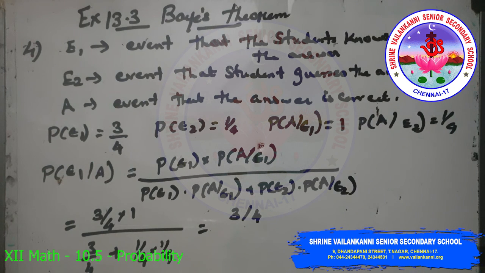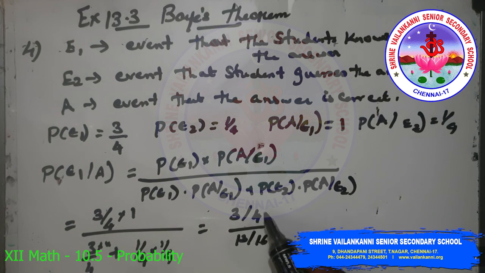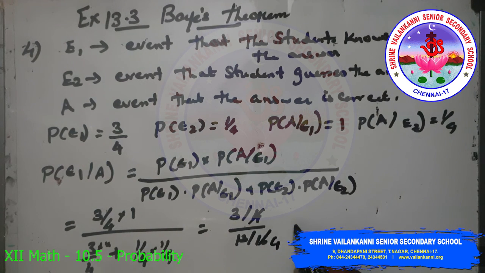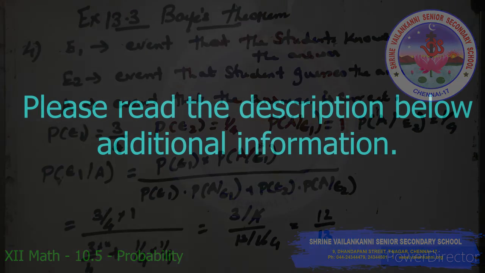So which is equal to 3 by 4. Here LCM is 16. So into 4. So 12 plus 1, that is 13 by 16. So cancelling this 4, which is equal to 12 by 13. So required probability is 12 by 13.